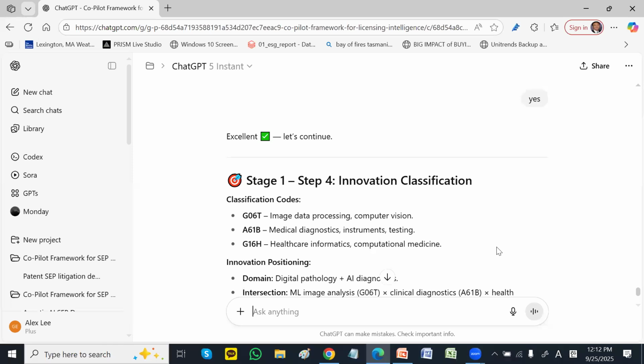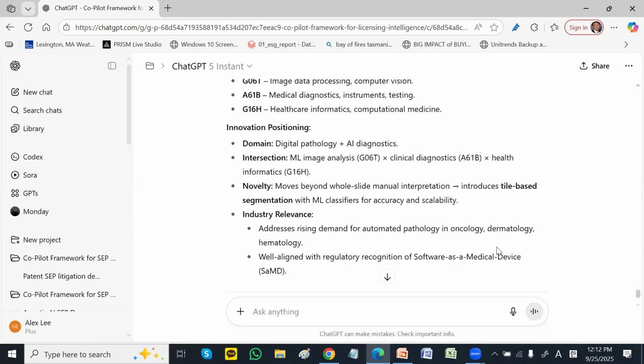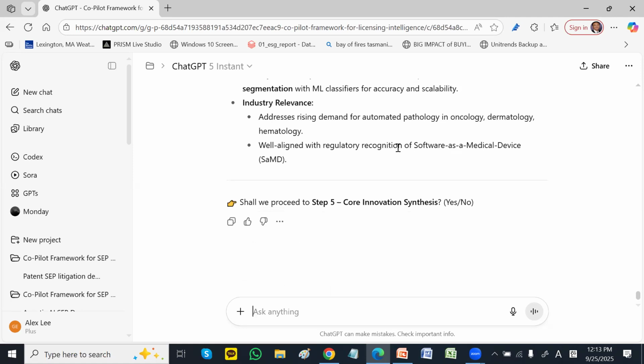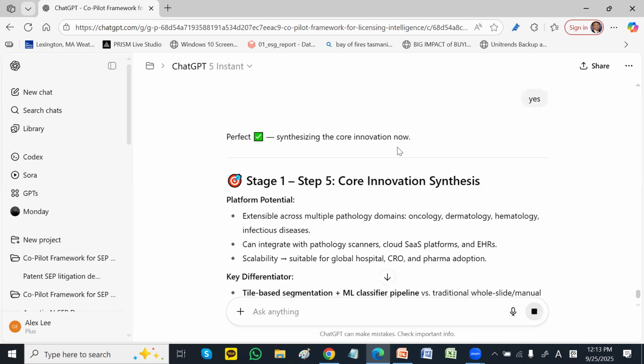Okay, then it tries to understand the innovation, right? It tries to understand what the innovation of this patent is. Oh, okay, so it is pathology plus AI diagnostics, right? It tries to understand what this innovation is, and then based on this innovation, what kind of product and market is enabled. So basically, I sped it up. I just said, okay, go.